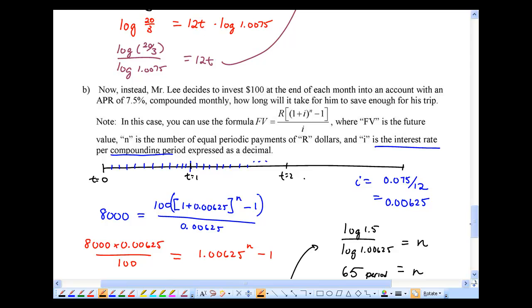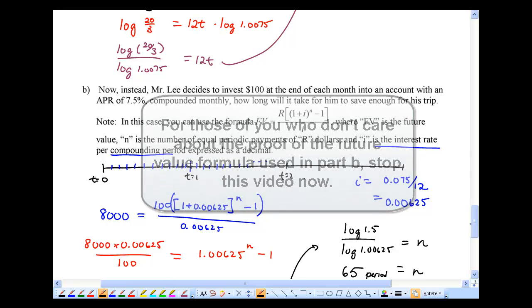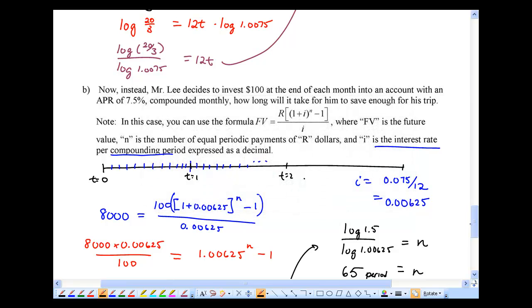I'm done for 8.4, but for those of you who want to stay behind to take a look at how we can figure out or derive that formula for future value, then keep on listening.